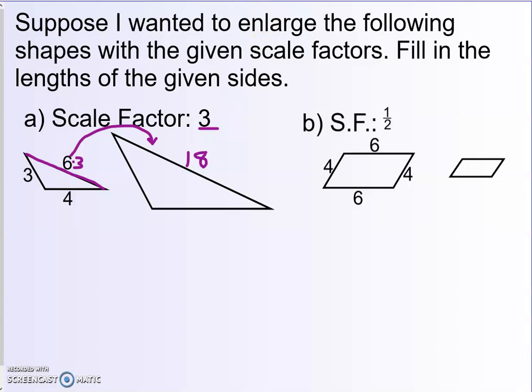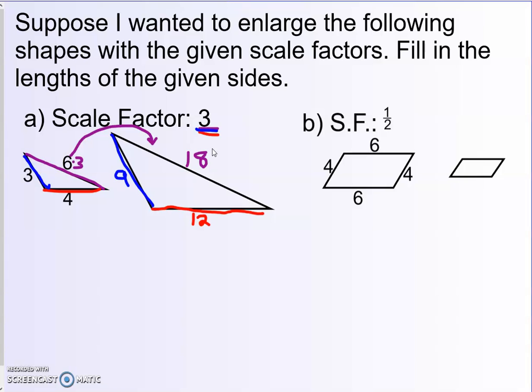And we're going to do that with the corresponding sides. This side is 4, so the side that corresponds to that 4, using this scale factor, would be 12. And finally, this side, which is 3, the corresponding side, using this scale factor of 3, would be 9. And that's what a scale factor does. A scale factor tells you how much you enlarge or reduce each and every side going from one shape to the other.